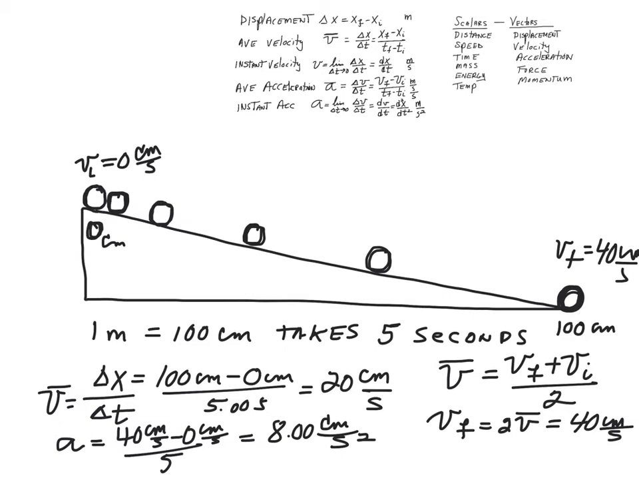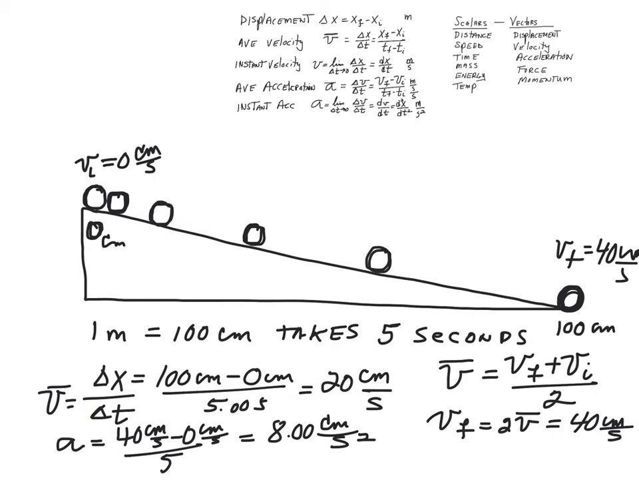So this is the velocity we're talking about. Now notice, it starts at 0. After 1 second, it's going 8 centimeters per second. After 2 seconds, it's going, say, at 16 centimeters per second. After 3 seconds, it's going 24. Then another 8: 24, 32, 40. So you see the velocity increases steadily. It's getting faster at a steady pace.